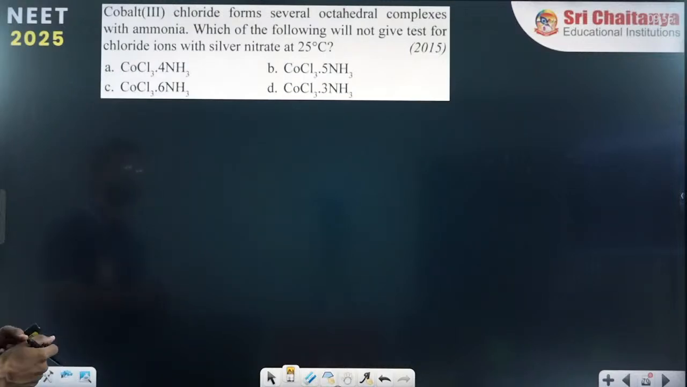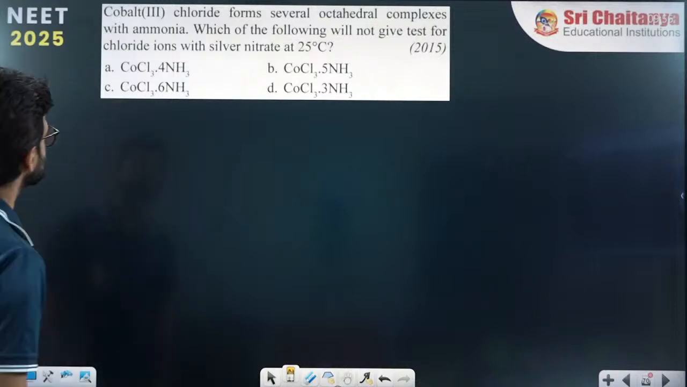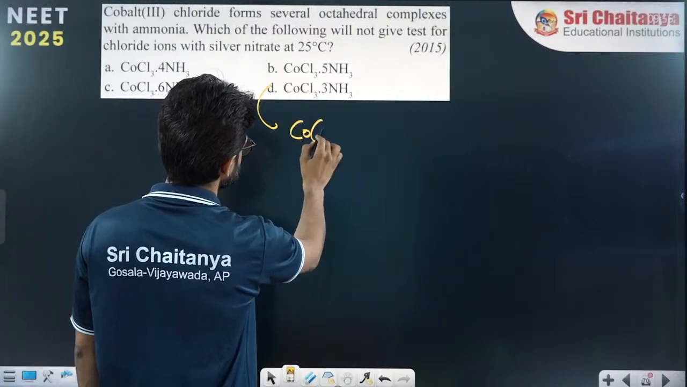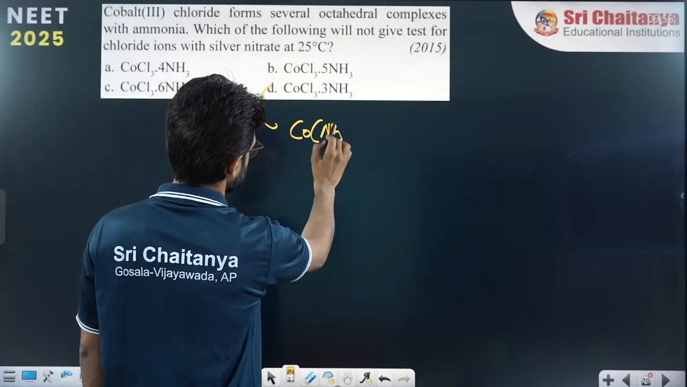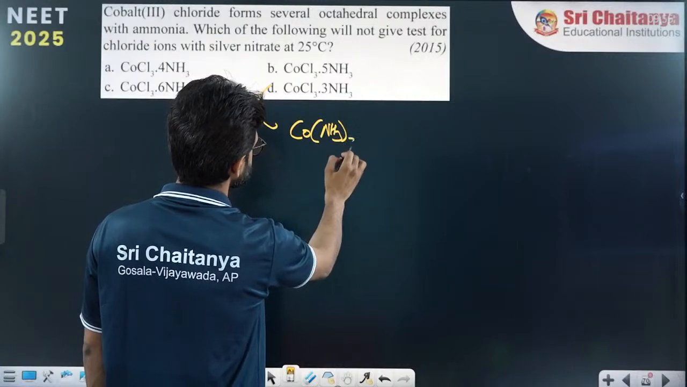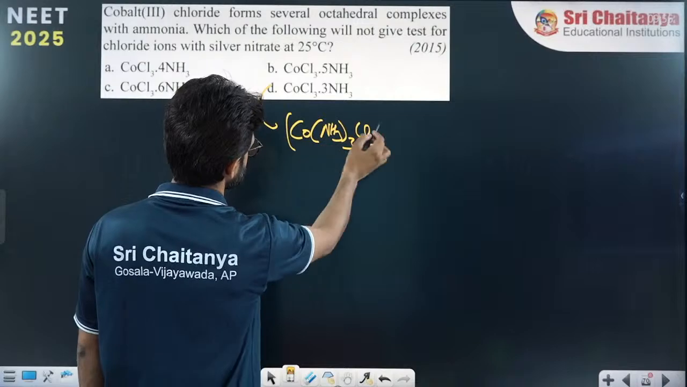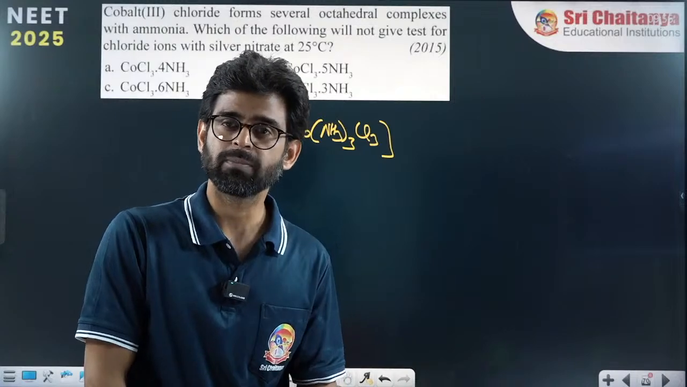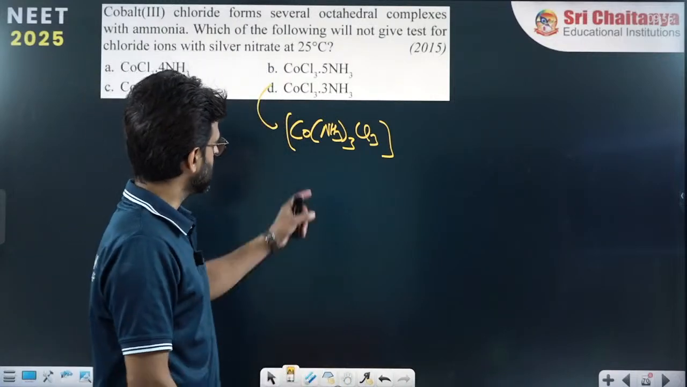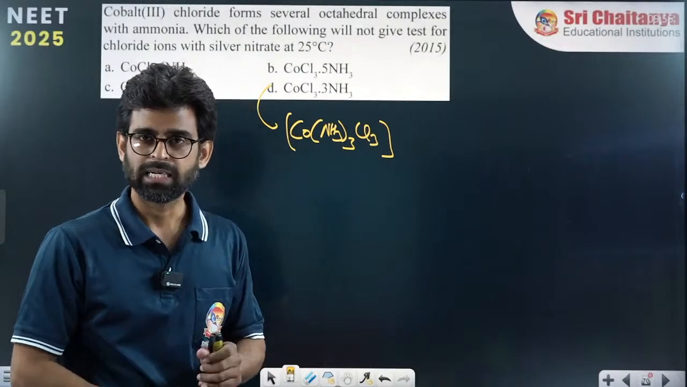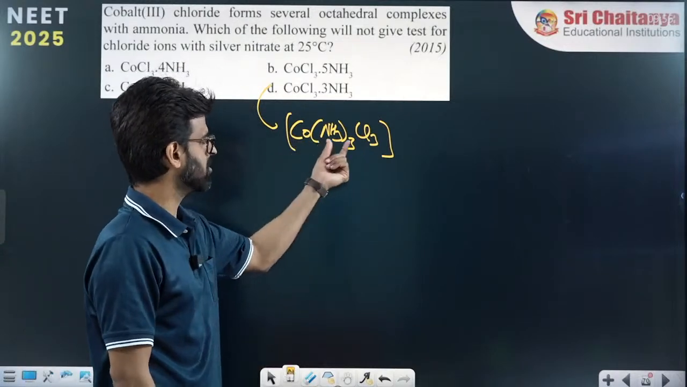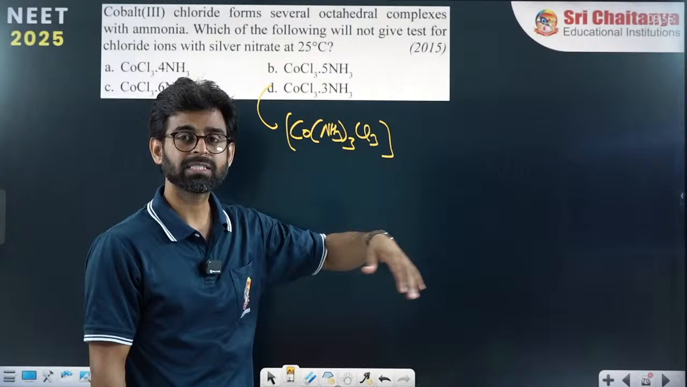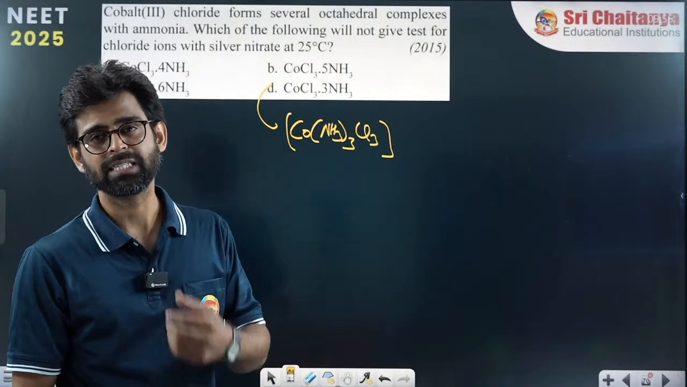Cobalt 3 chloride, they are saying, will not give the test for the chloride ion. If you look at this carefully, it has only 3 ammonia on cobalt, so only 3 chlorines are there. I have to use all 3 chlorines inside because only 3 ammonia are present to act as ligand, and we know that cobalt plus 3 has a coordination number of 6. That's why, to make its coordination number 6, I have to use all 3 chlorines inside only, right? So none of the chlorine is outside, which is ionizable and which will give a precipitate with AgNO3.